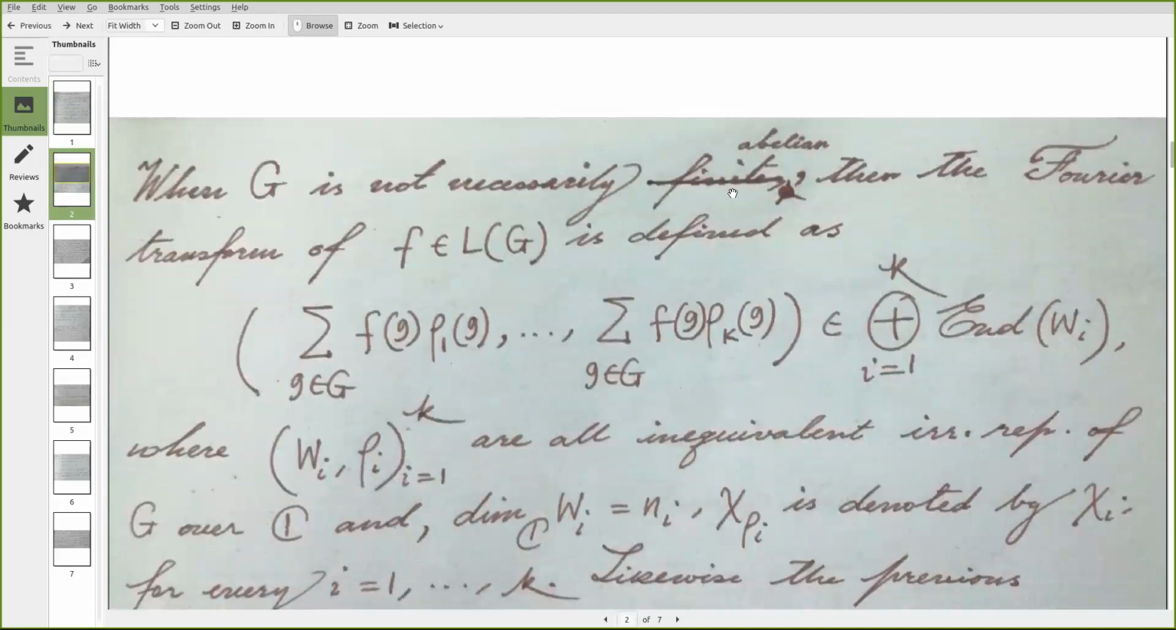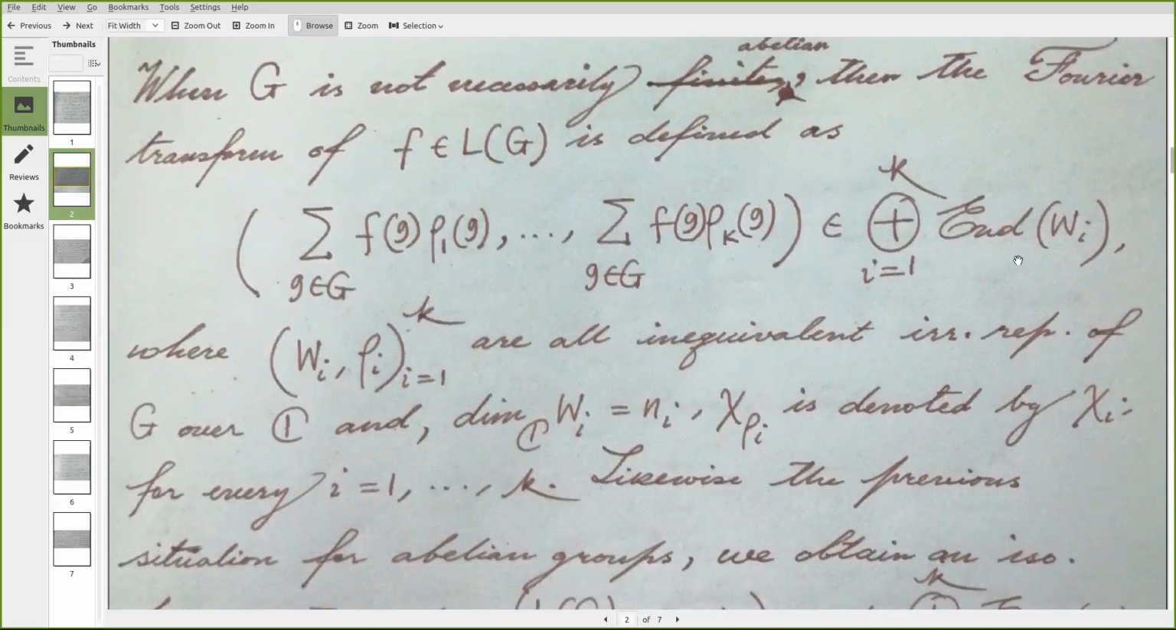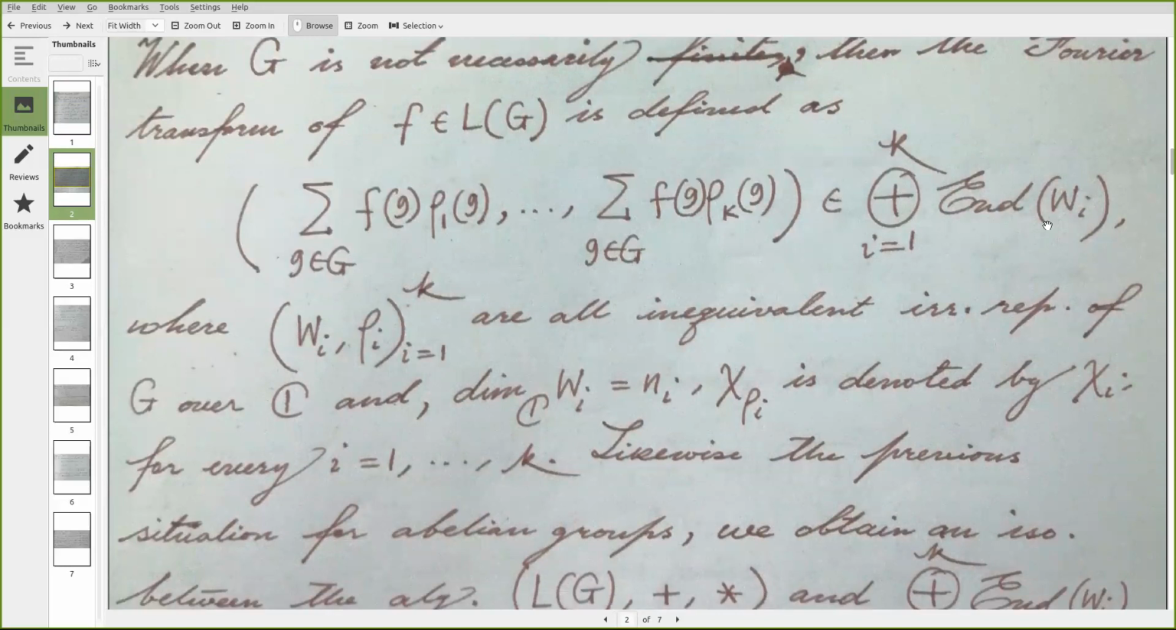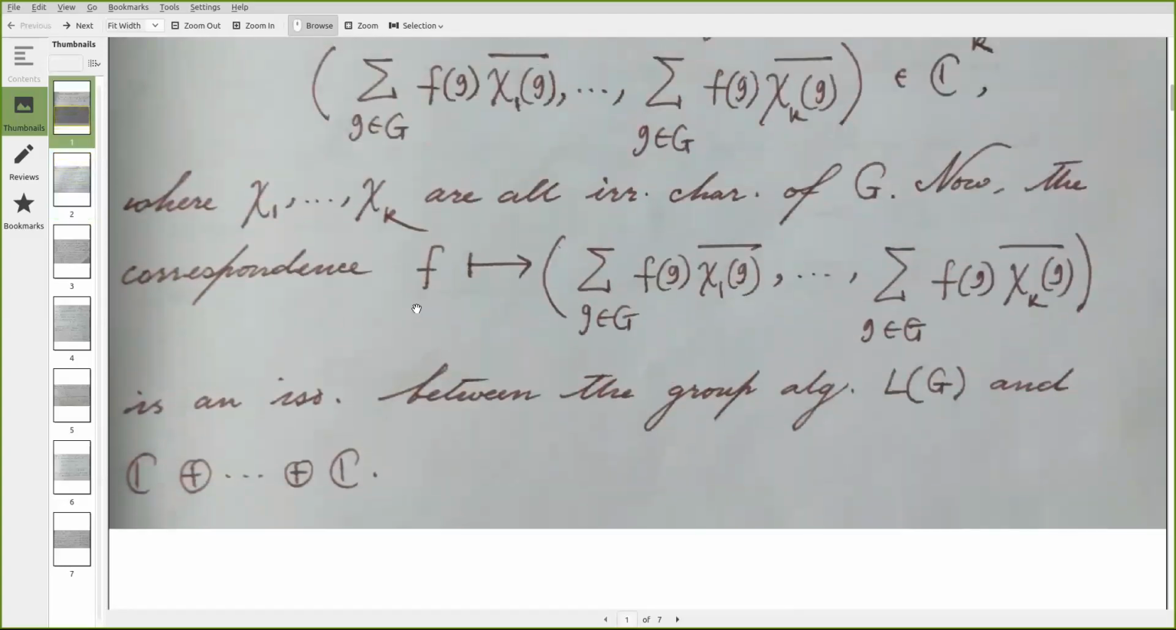When G is not necessarily abelian, then the Fourier transform of f is defined as this, which belongs to the direct sum of the endomorphism algebras, where Wi, rho i are, as usual, all the inequivalent irreducible representations of G. The dimension of Wi is throughout denoted by ni, and the character of this representation is denoted by chi i. So for any given f in LG, its Fourier transform is a member of the direct sum of endomorphism algebras.